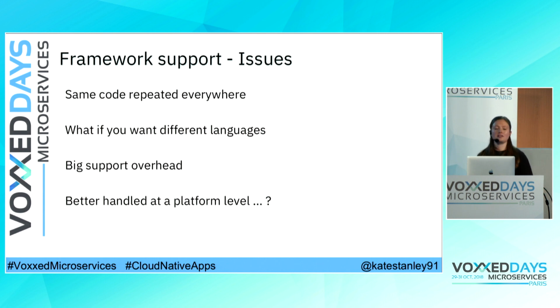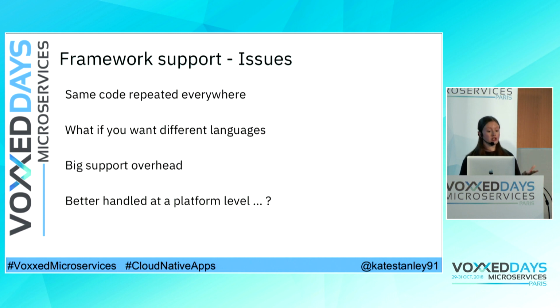And there's a big support overhead. And Kubernetes doesn't solve all of the problems that the frameworks were adding on top. So Kubernetes will help you to stand up your application, but it doesn't necessarily tell your application what to do if it tries to call an endpoint and the endpoint's not there. It doesn't handle retries, circuit breakers, that kind of thing.